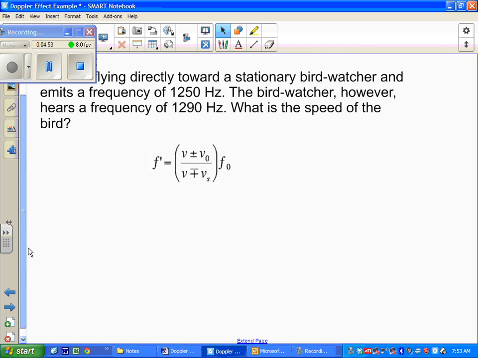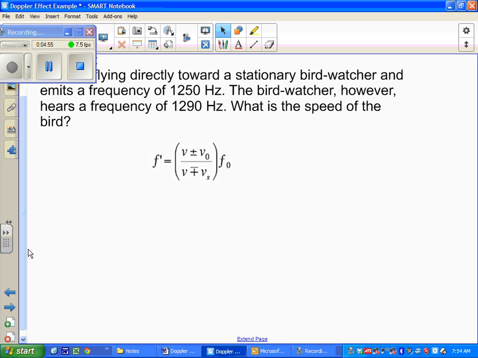And let's write down some numbers that we know. So we have our equation. I see this word here, stationary bird watcher. And so what that tells me is that the observer, because the bird watcher is observing, is 0. He's stationary. He's not moving.